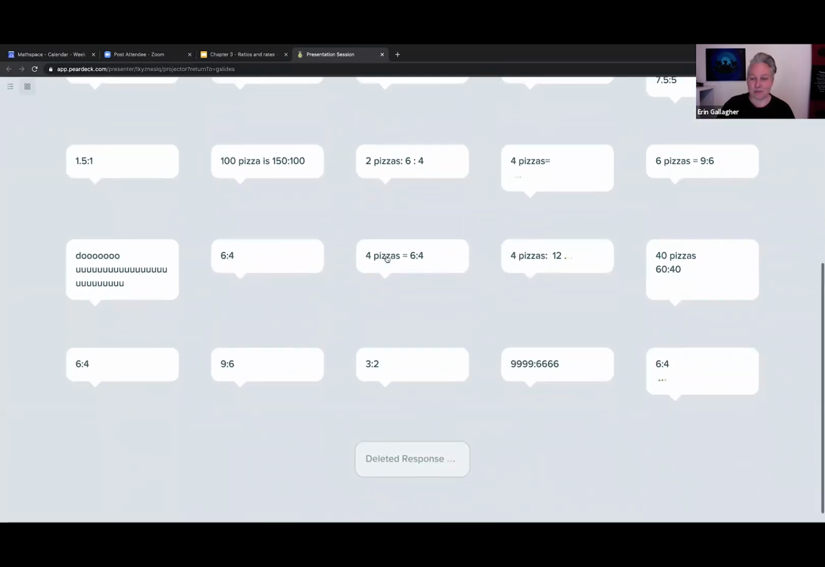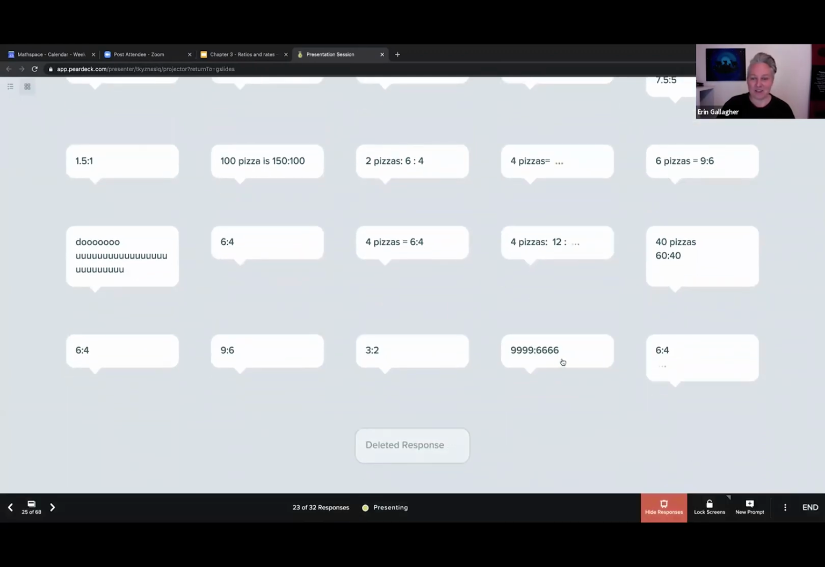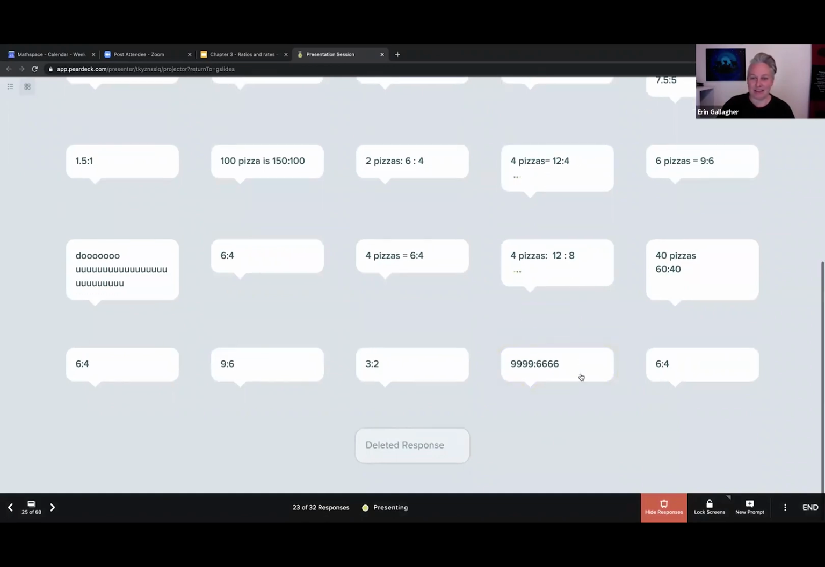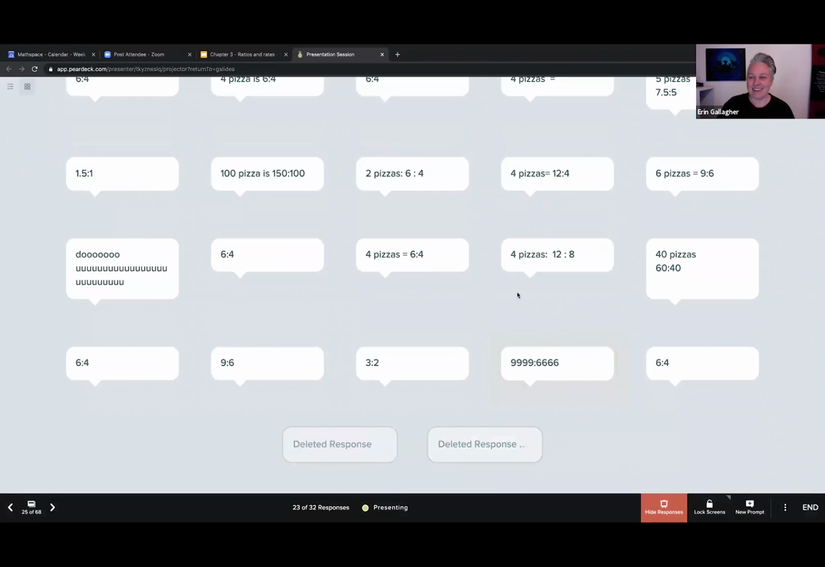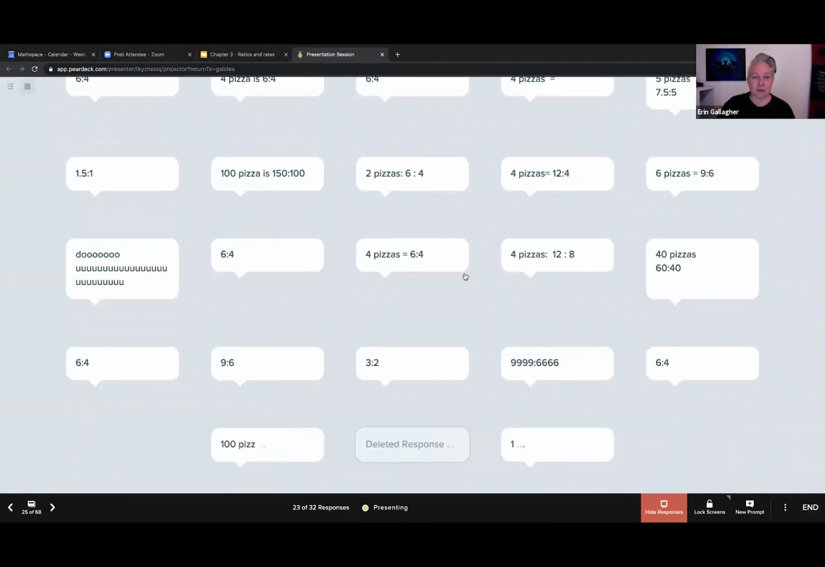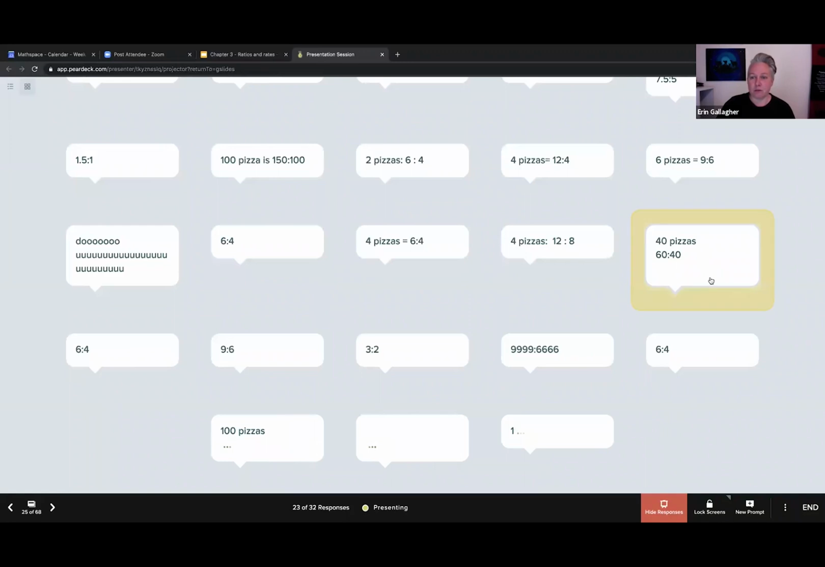Fantastic. Any more? Yeah, that's a tricky one. How many pizzas would that be for, whoever wrote that one? 40 pizzas, nice work. See, we can see we're getting some proportional thinking here. From 4 pizzas, which was 6 to 4, to 40 pizzas is 10 times the amount. So now it's 60 to 40, so that's perfect.